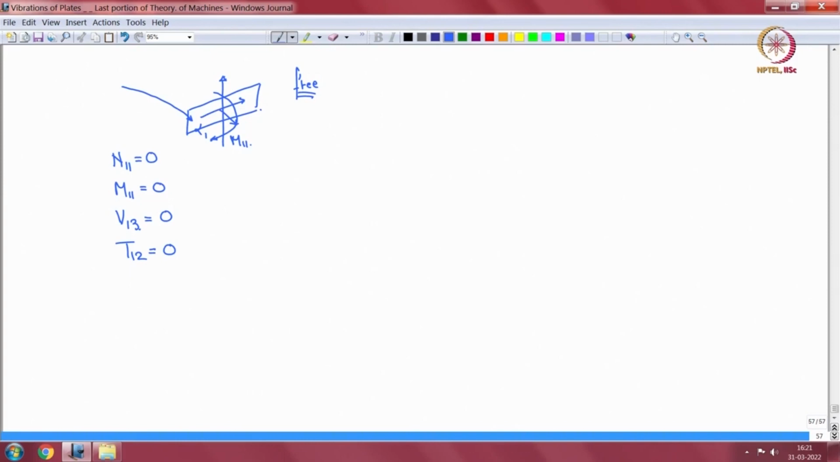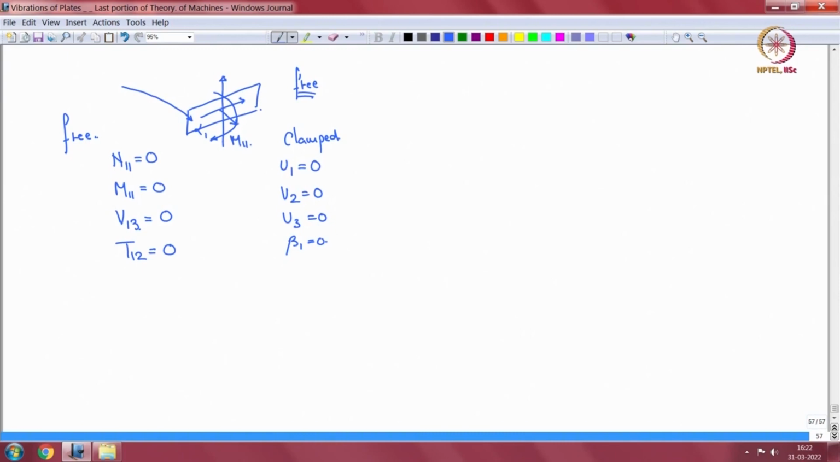Similarly, suppose it was clamped, held like the end of a cantilever beam. Then you will have u1 equal to 0, u2 equal to 0, u3 also 0, and then beta 1 equal to 0. So that's how the boundary conditions end up.